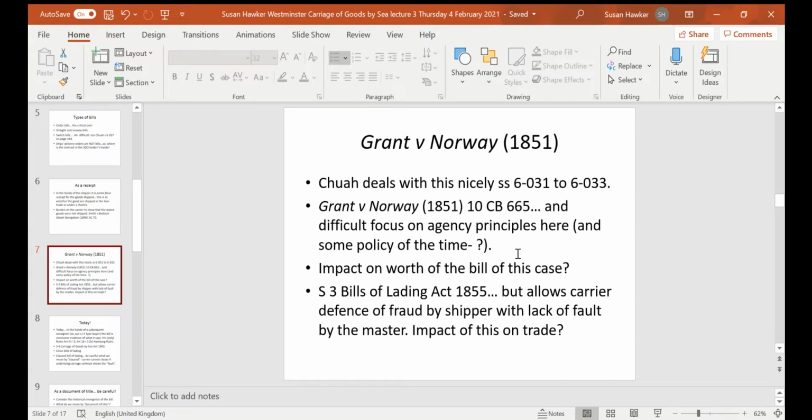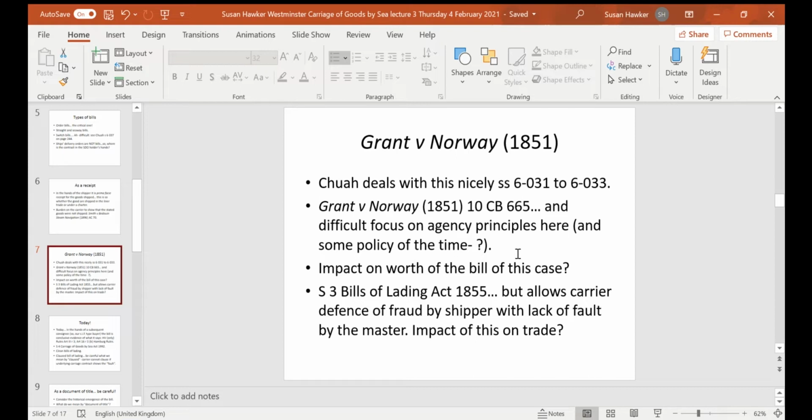Sorry, it is conclusive. It is a conclusive receipt in the hands of the consignee, not the shipper. It doesn't mention the shipper. It is conclusive evidence in the hands of the shipper, except where the carrier can show that there was fraud by the shipper with no fault on the behalf of the master. Then the carrier has this defence.